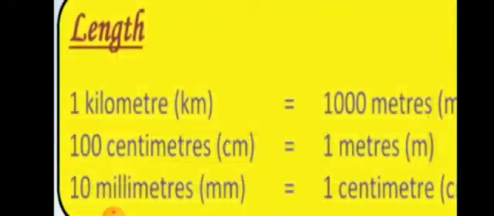Now I see 1 meter is 100 centimeters, 1 centimeter is 10 millimeters, and 1 kilometer is 1000 meters. So 1 meter is 100 centimeters, 1 centimeter is 10 millimeters, and 1 kilometer is 1000 meters. This you should keep in mind, children.